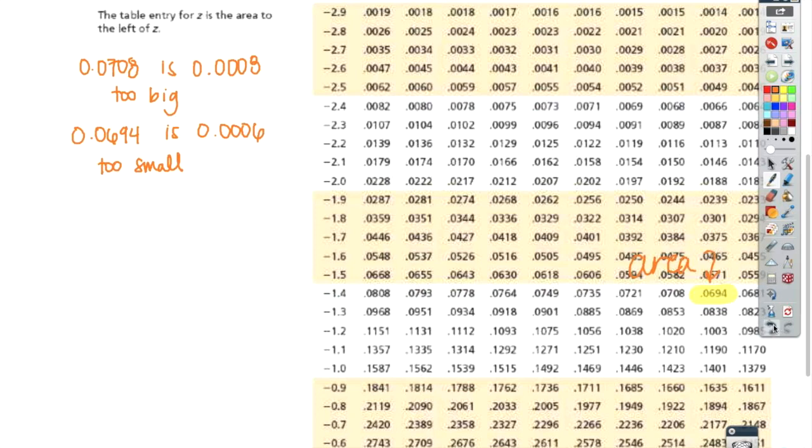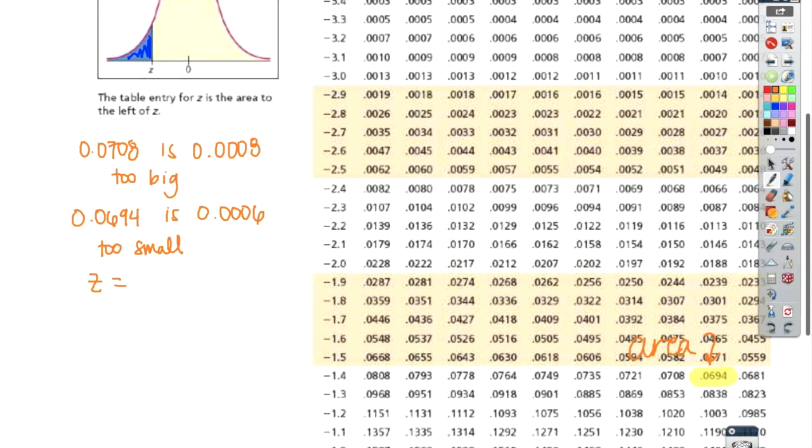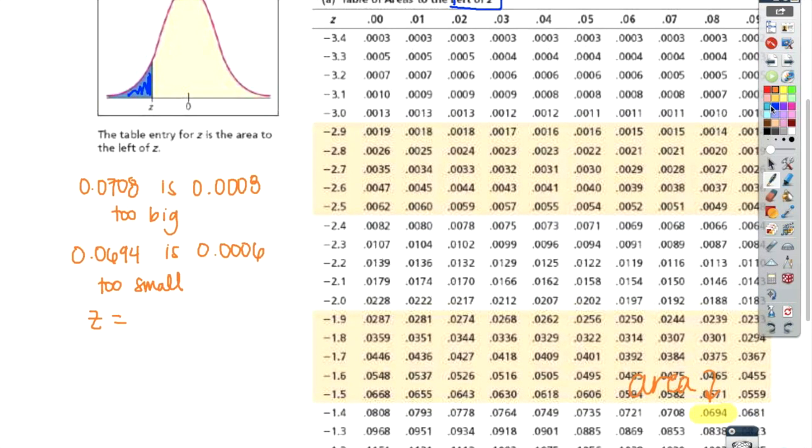Now I need to find the z-score that goes with this area. So the z's are listed along the outside of the table. And remember, I get the first 2 digits, the ones place and the tenths place, from that left column, so negative 1.4, but then negative 1.4 what? I need to get the hundredths place, and so I get that from this column. Negative 1.48. That is the z-score that goes along with this area of 0.0694.